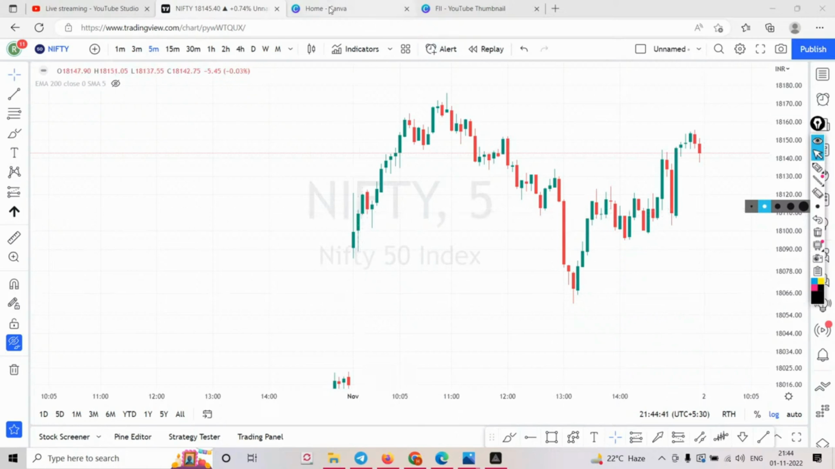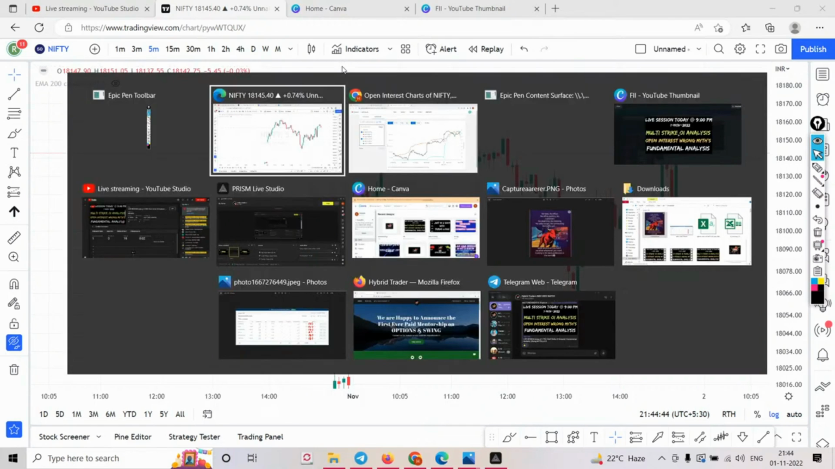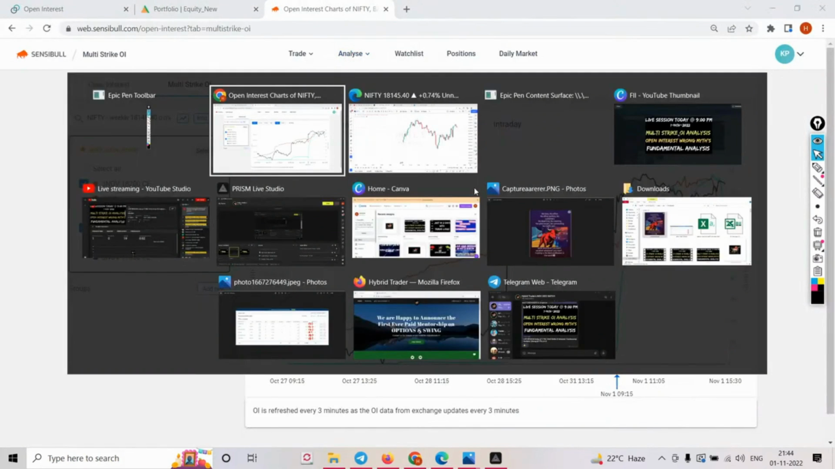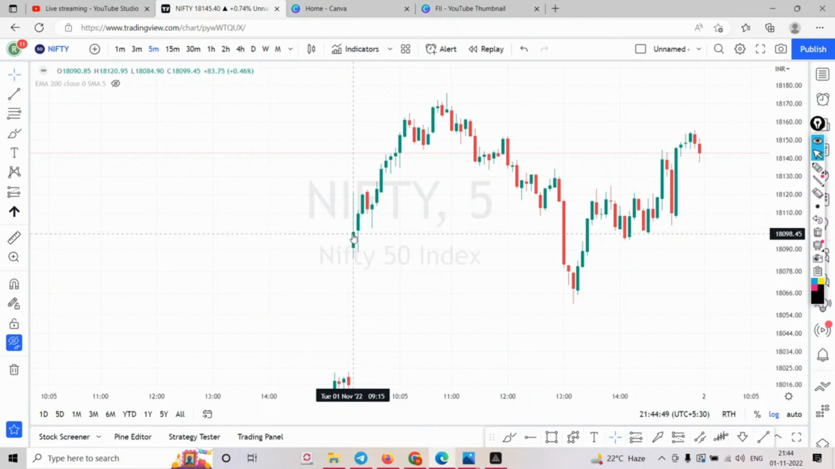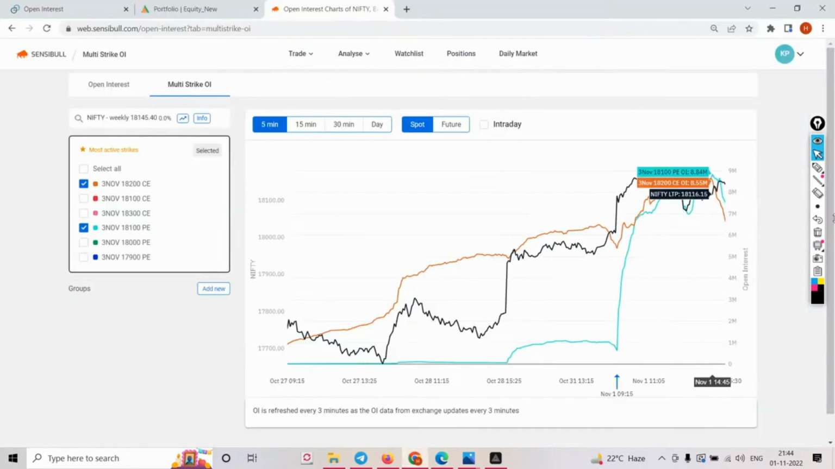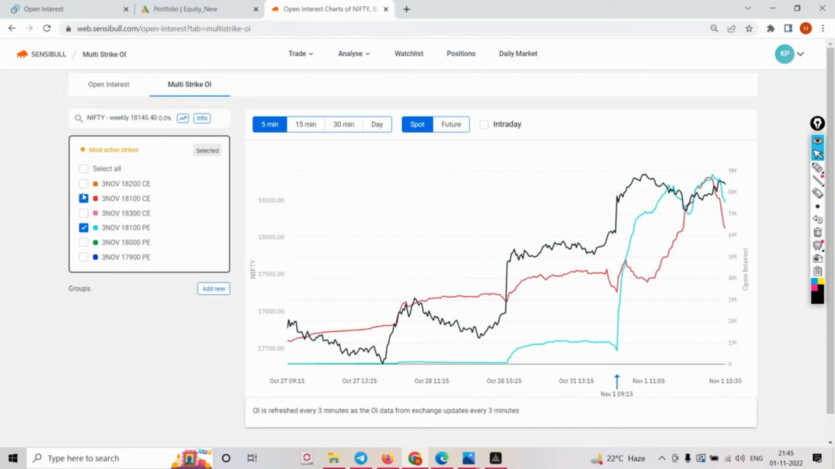Now I'll go to Sensible. 18,100 was the price at which it was trading. I am selecting 18,100 PE, and then I'll select 18,100 CE. That's it. So I'm selecting 18,100, at the money. Wherever the market was standing at 9:15 and 9:20, I'm just selecting that strike, one call and one put, because I have to show you how this works.